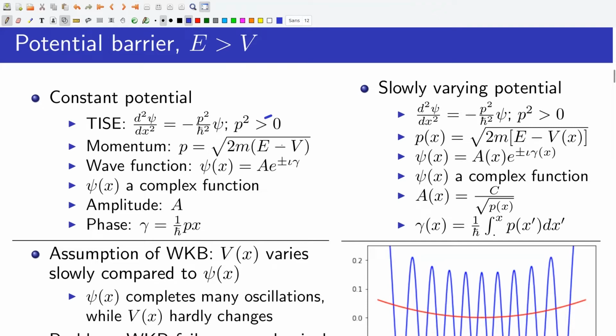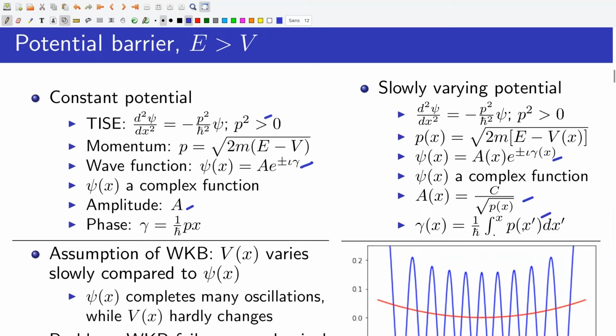Since p square is greater than 0, p, which is equivalent to the classical momentum, is real. As a result, the wave function is oscillatory in both the cases. Psi of x is a complex function. Its amplitude A is constant in case of a constant potential, but it varies slowly in space in case of a slowly varying potential. Phase can be calculated by integrating the function p of x.